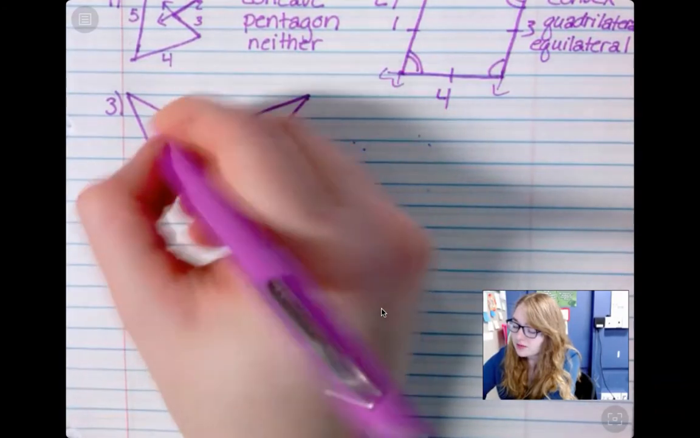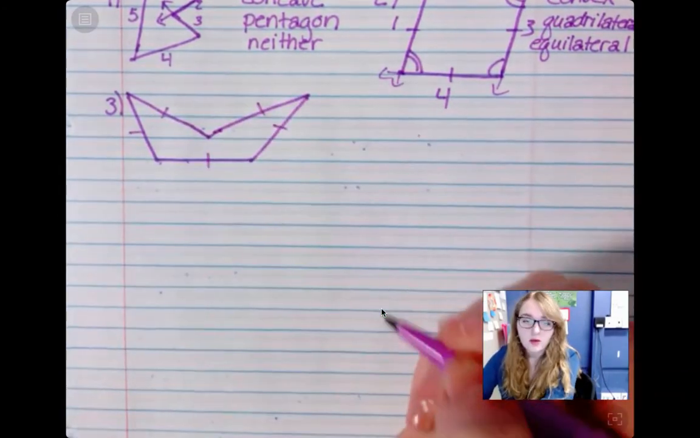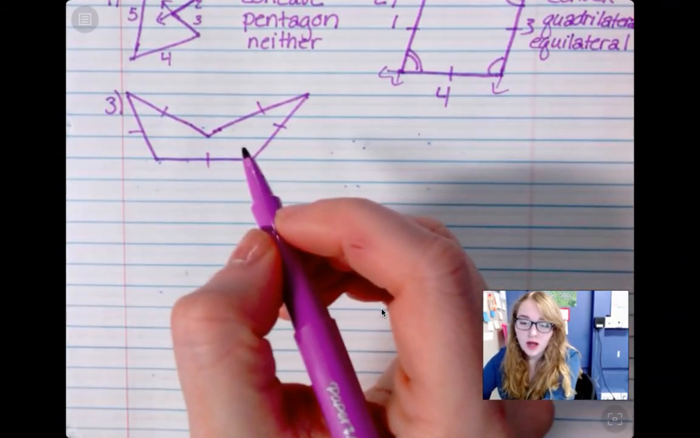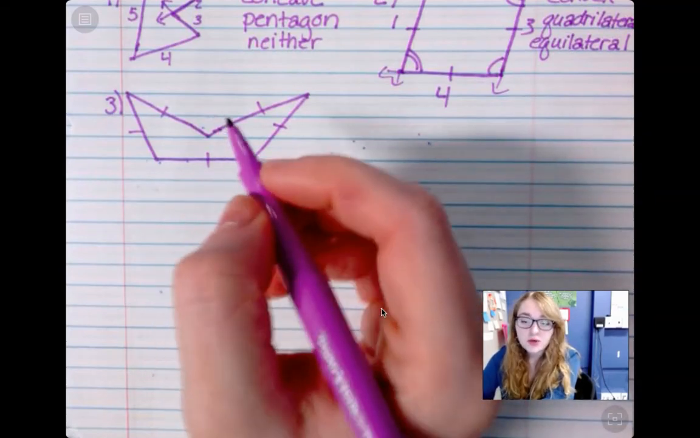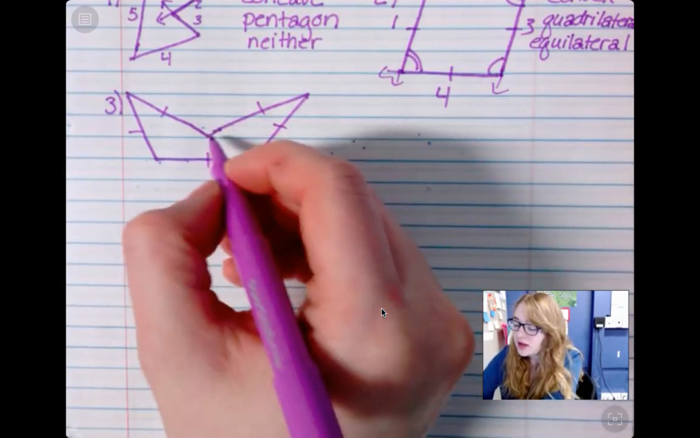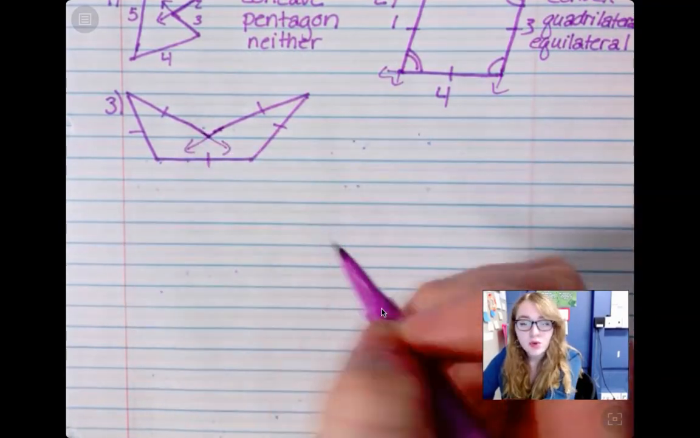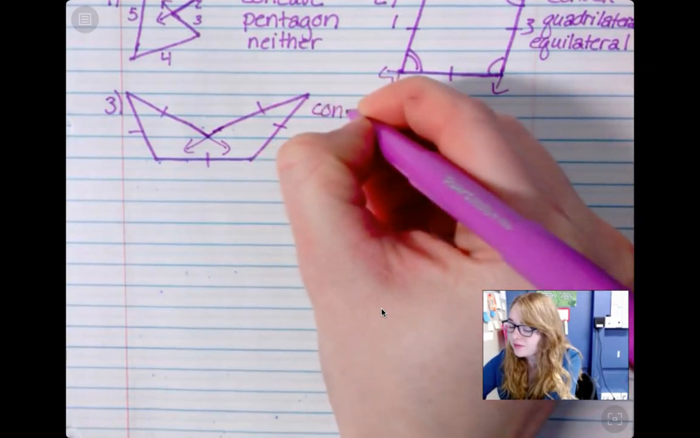Okay, we have some tick marks. All right. So first thing is, is this a concave or convex shape? Is this caving in on itself or is it not? Does it go through the interior or does it not? If we follow these two pieces here, we can see that they continue on into the interior. So this is definitely concave.